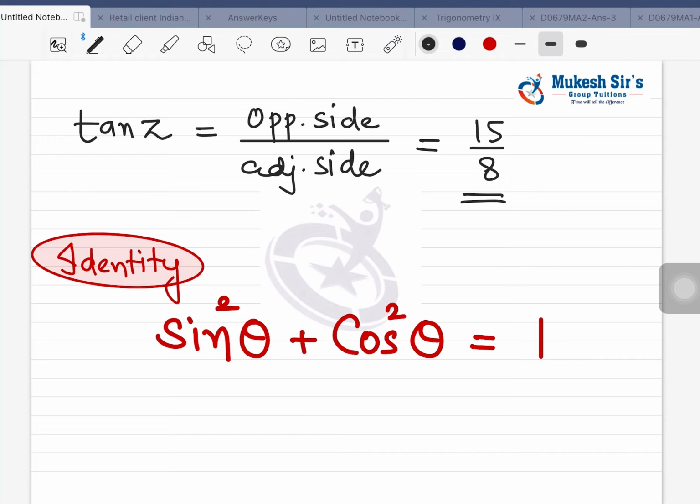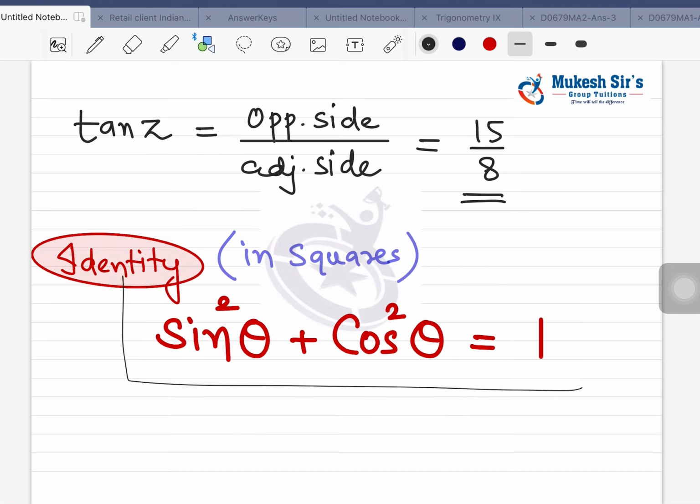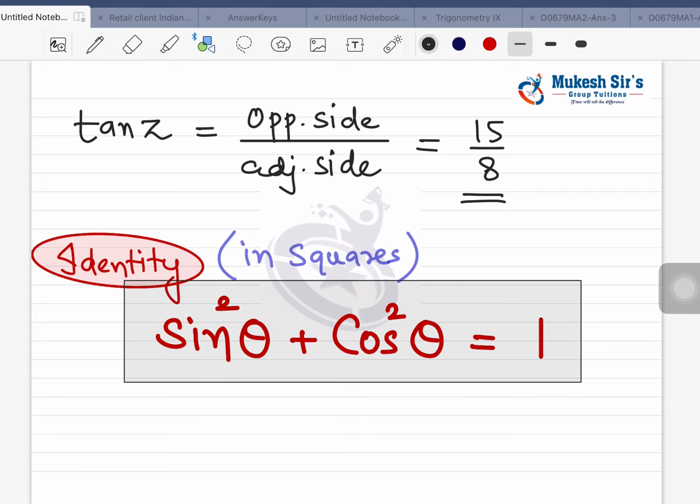Okay. It should be square here. Identities are applicable only in squares. So remember it is not sin theta plus cos theta. Sin square theta plus cos square theta is equal to 1. It is the square of sin and the square of cos.